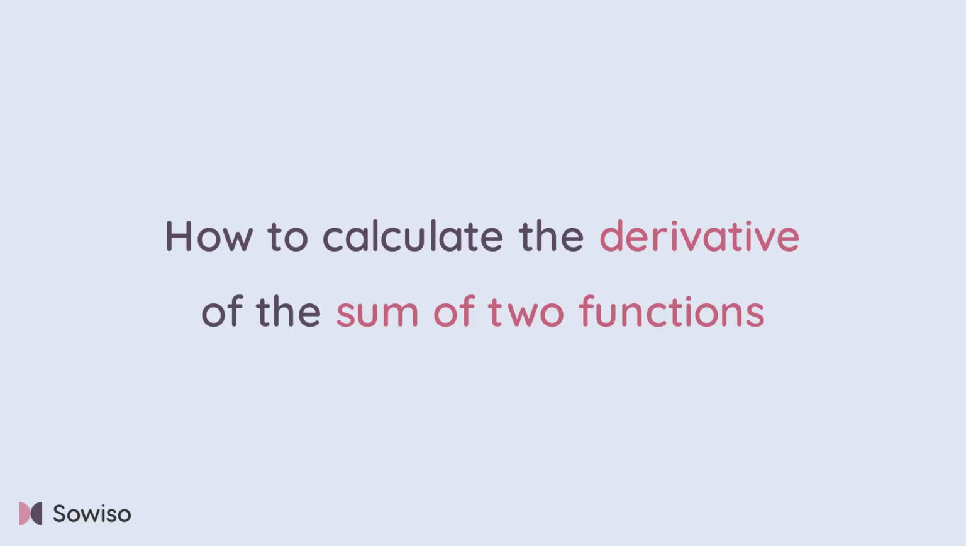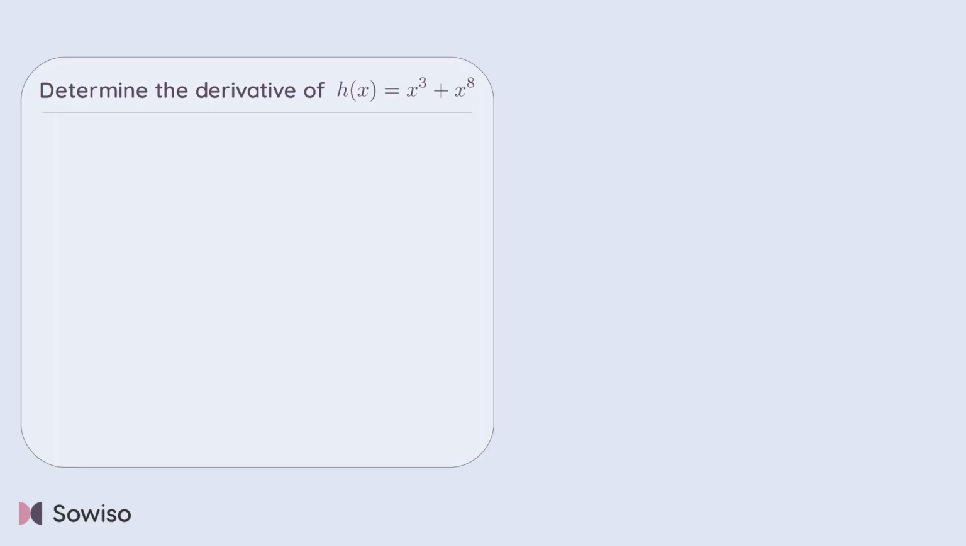This video shows how to calculate the derivative of the sum of two functions using the sum rule. We want to calculate the derivative of h, where h of x equals x to the power of 3 plus x to the power of 8.